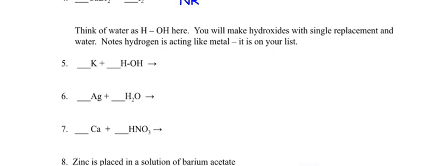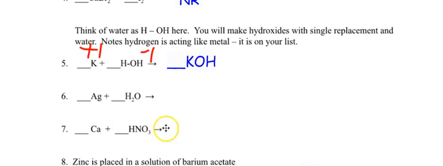So the hydroxide is going to end up with the most active metal. So look at potassium and look at hydrogen. What are you going to make? Oh, you're going to make potassium hydroxide. So once again, what you have to consider are the charges. Potassium's a +1. All hydroxides are -1. So what's the formula for potassium hydroxide?